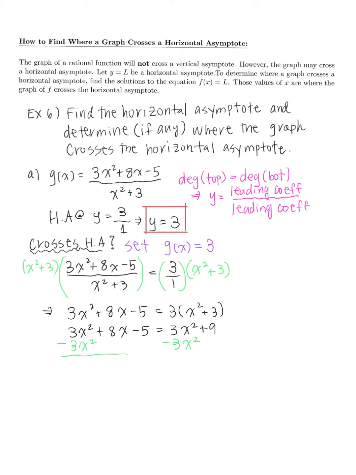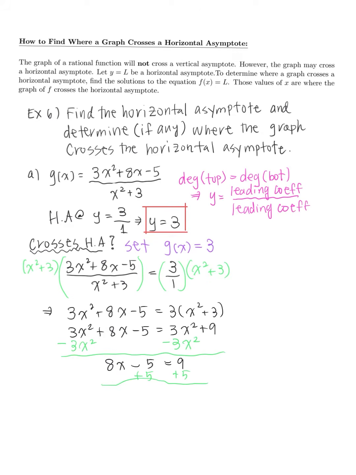Okay, so if we do that, what do we get? 3x squared is going to cancel out, so we have 8x minus 5 equals 9. Now I think we can solve for x. So add 5 to both sides.